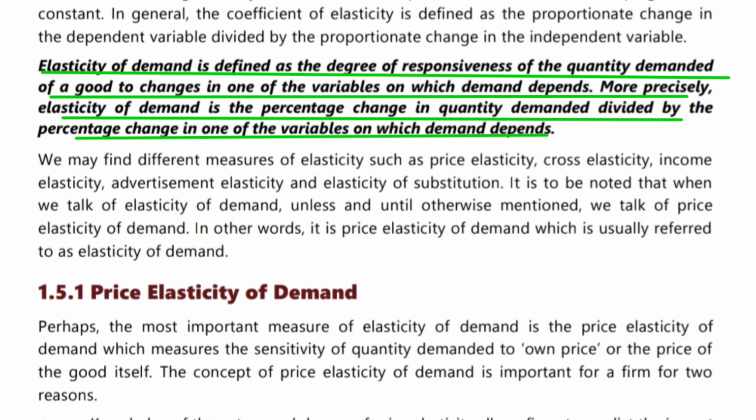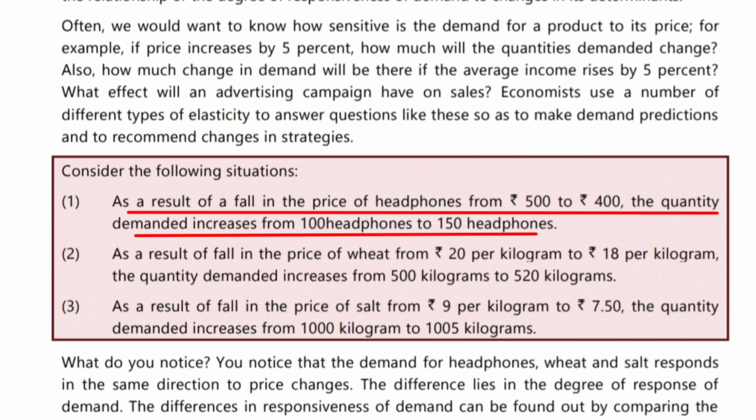The differences in responsiveness of demand can be found by comparing the percentage of changes in prices and quantity demanded. This is called the concept of elasticity. Now you have been given different situations on page number 2.22. That is a fall in the price of a headphone from 500 to 400. The quantity demanded increases from 100 headphones to 150 headphones.